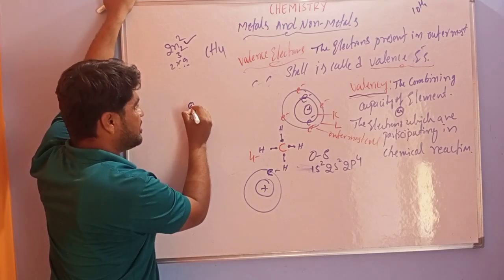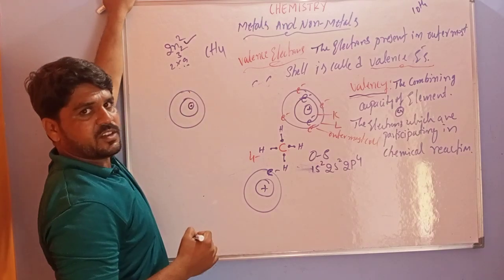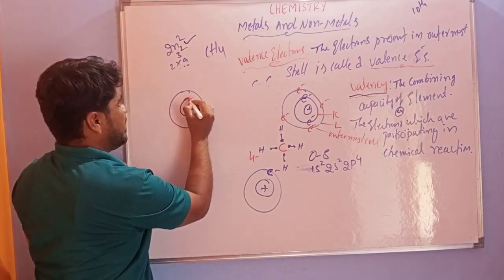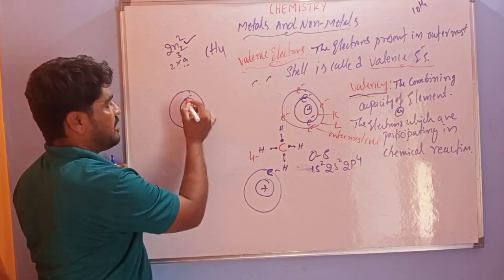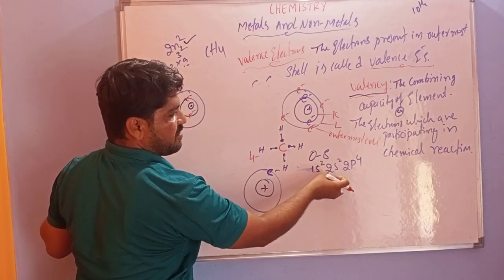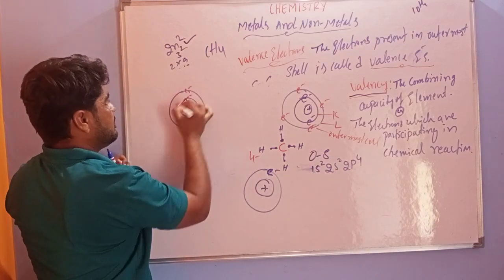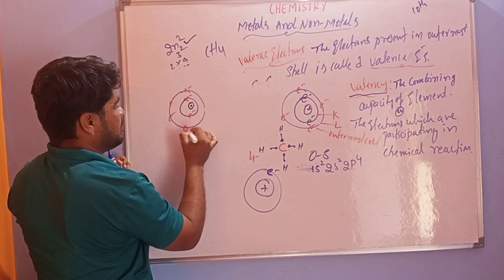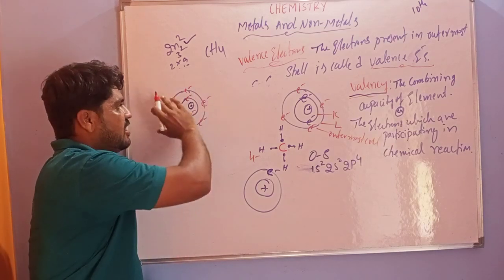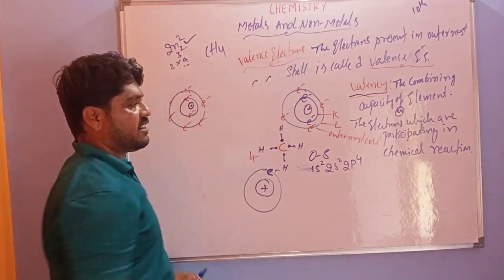If you consider, this is the nucleus, this is the first shell, and this is the second shell. There are 2 electrons in the first shell and the remaining in the second. This 2 represents the number of the shell. Totally 6 electrons, 1, 2, 3, 4, 5, 6, are present in the outermost shell. These 6 electrons we call valence electrons.